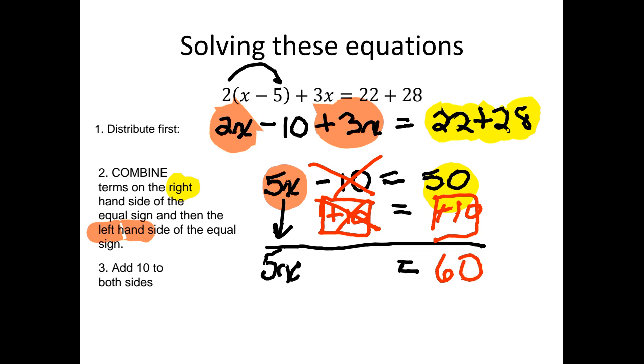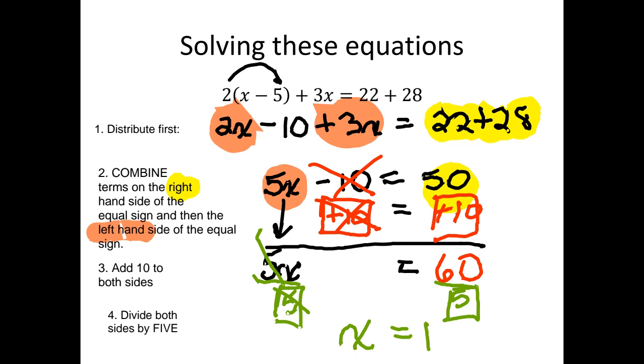And then my last step is to divide both sides by 5. Well, to divide both sides by 5, I put a fraction bar here and a fraction bar here. What's going in these boxes? The 5, the number with the variable. This and this I have to cancel out, leaving me with 1x is equal to 12. This is my answer.